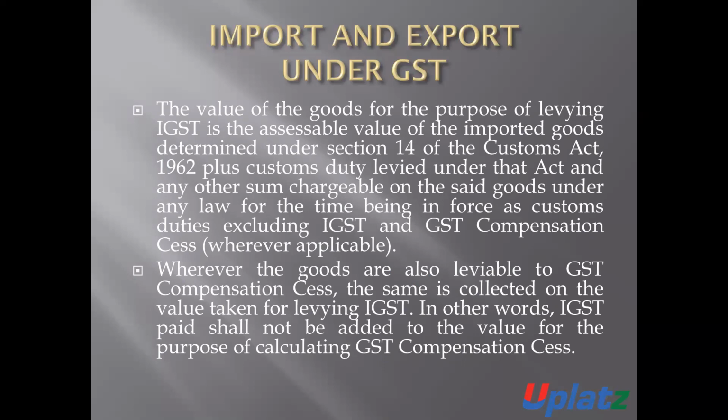The assessable value shall be determined as per Section 14 of the Custom Act 1962, plus custom duty which is levied under this act, and any other sum which is chargeable on the said goods under any law for the time being in force, as custom duty, excluding the IGST and GST compensation cess.